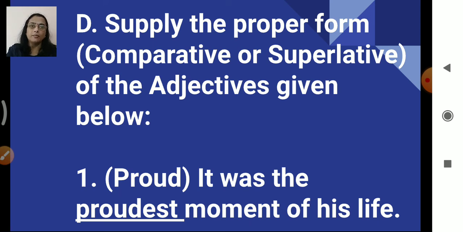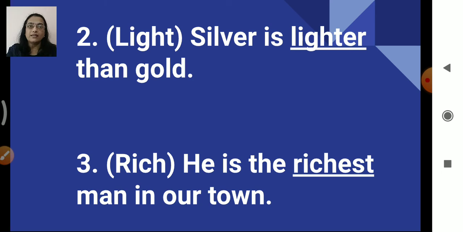Supply the proper form, that is comparative or superlative, of the adjectives given below. So in bracket we have the adjectives. We have to fill the correct form of that adjective. So it is given proud and the question is, it was the dash moment of his life. That means many moments have come and this is the best one. So what will come? Proudest. So we have used here proudest. That is which degree? Superlative degree.